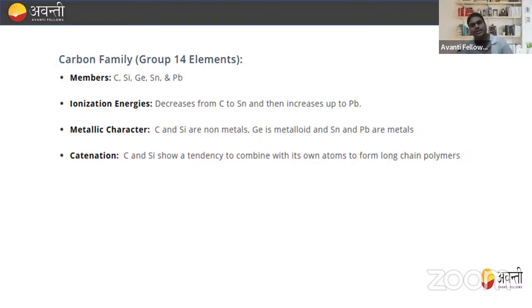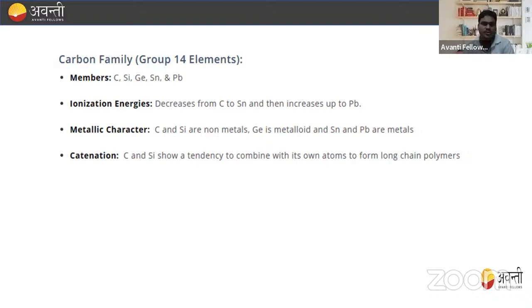So this group includes metals, non-metals, and metalloids, right? Carbon and silicon are basically non-metals, and germanium is a metalloid. We can also call silicon a metalloid, right? Because silicon also has some tendency to behave like a semiconductor, and Sn, that is tin, and lead are metals. Now, the catenation property.